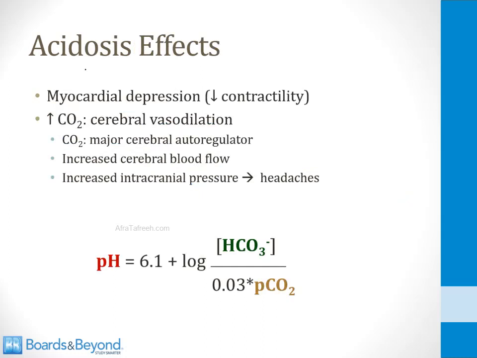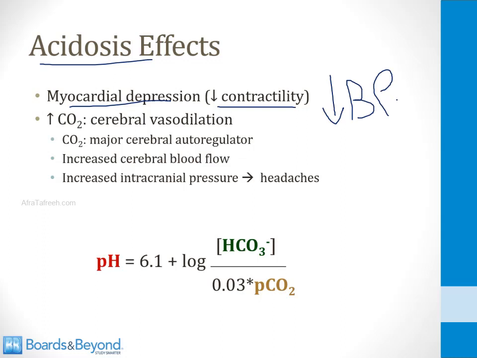So I told you before that the pH of human plasma is tightly controlled because if the pH becomes too high or too low, it can disrupt the functions of the body. But now let's talk about some of the specific effects that occur when patients develop an acidosis. First of all, a severe acidosis can cause myocardial depression. It results in low contractility of the left ventricular myocardium, and these patients can develop hypotension and shock. They can have a very low BP, and for this reason, a severe acidosis is life-threatening.